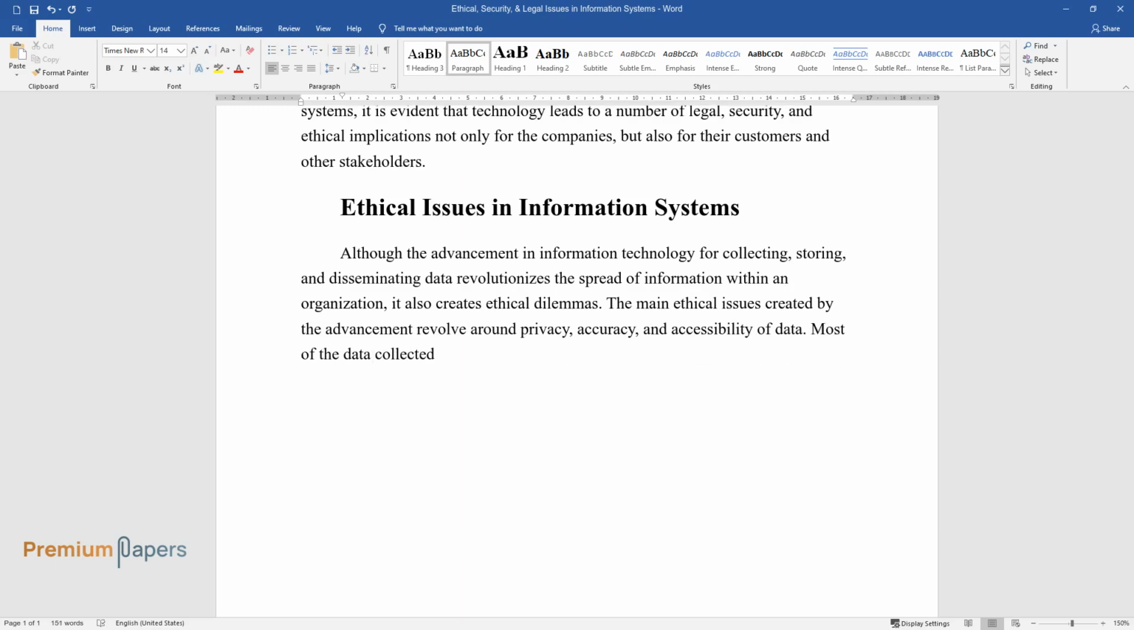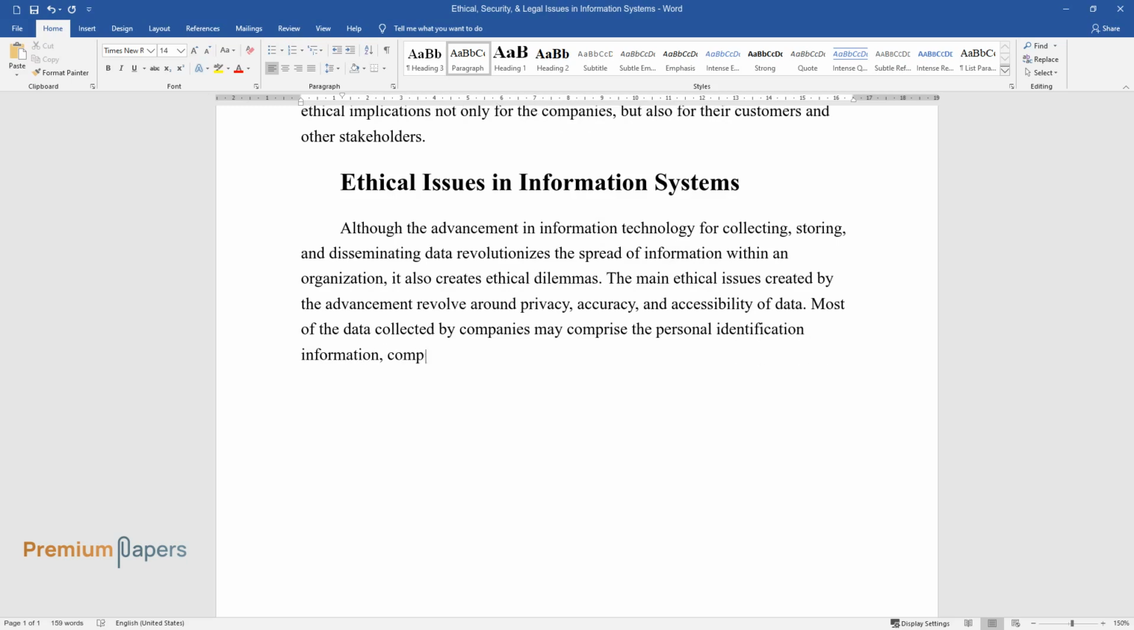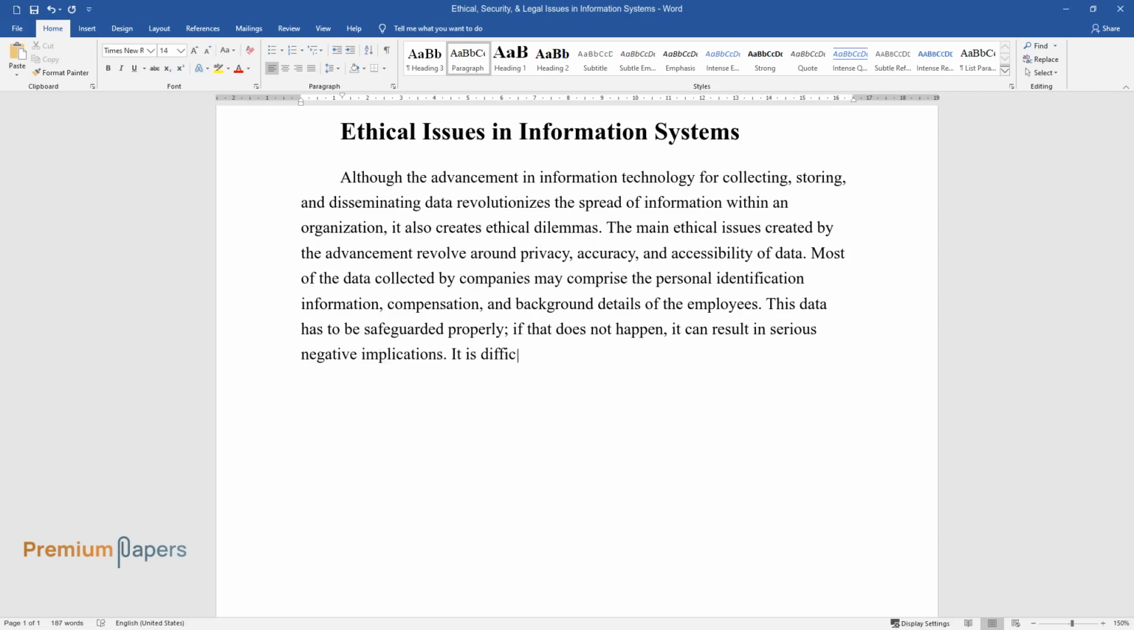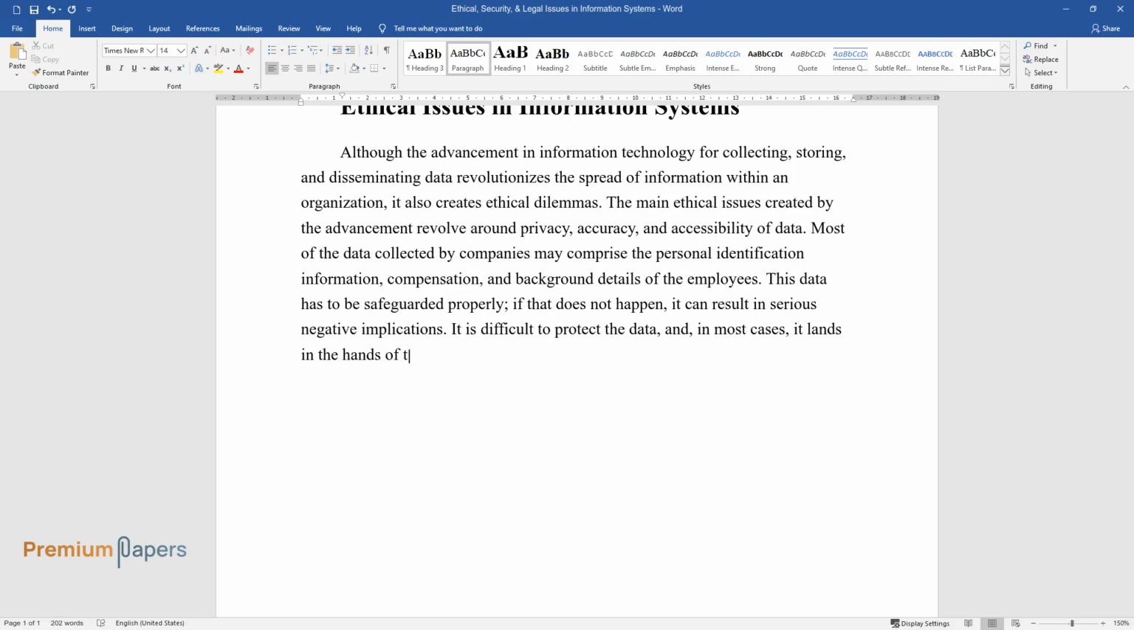Most of the data collected by companies may comprise the personal identification information, compensation, and background details of the employees. This data has to be safeguarded properly. If that does not happen, it can result in serious negative implications. It is difficult to protect the data, and, in most cases, it lands in the hands of the wrong people.